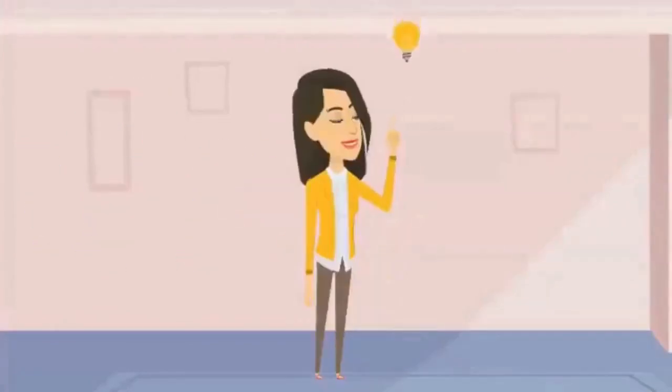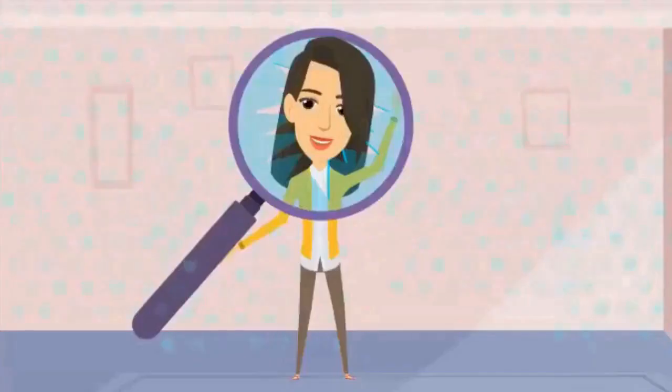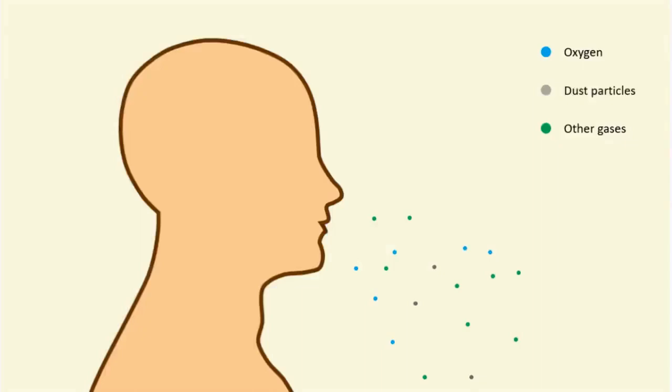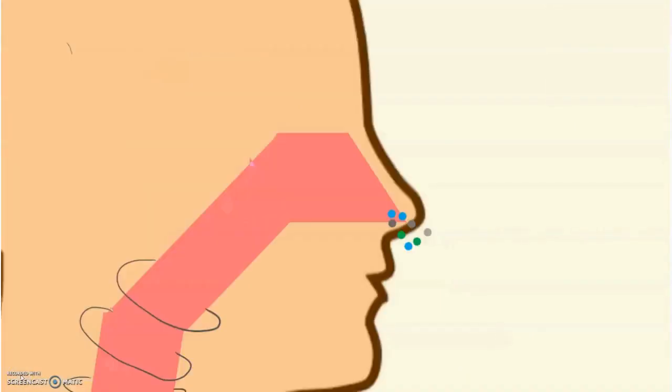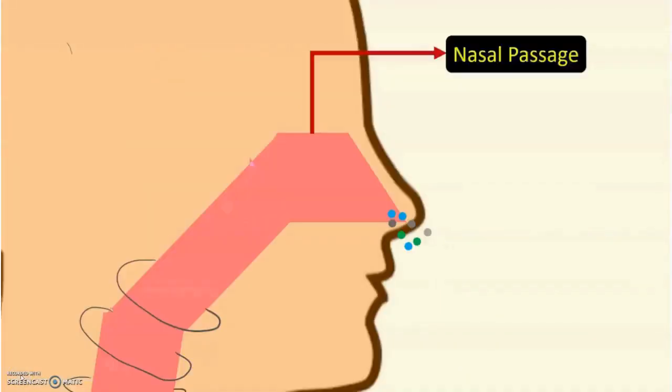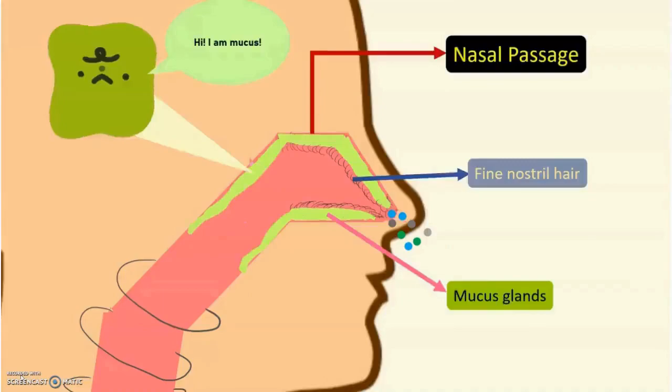Well, to understand this process, let us take a closer look at our body. The air that we inhale is made up of a mixture of gases, dust particles, and microorganisms. The air enters our body through our nose and passes through the nasal cavity. The nasal cavity is lined with fine hair and mucus glands. These help in filtering the air and ensuring that no contaminants enter the lungs.